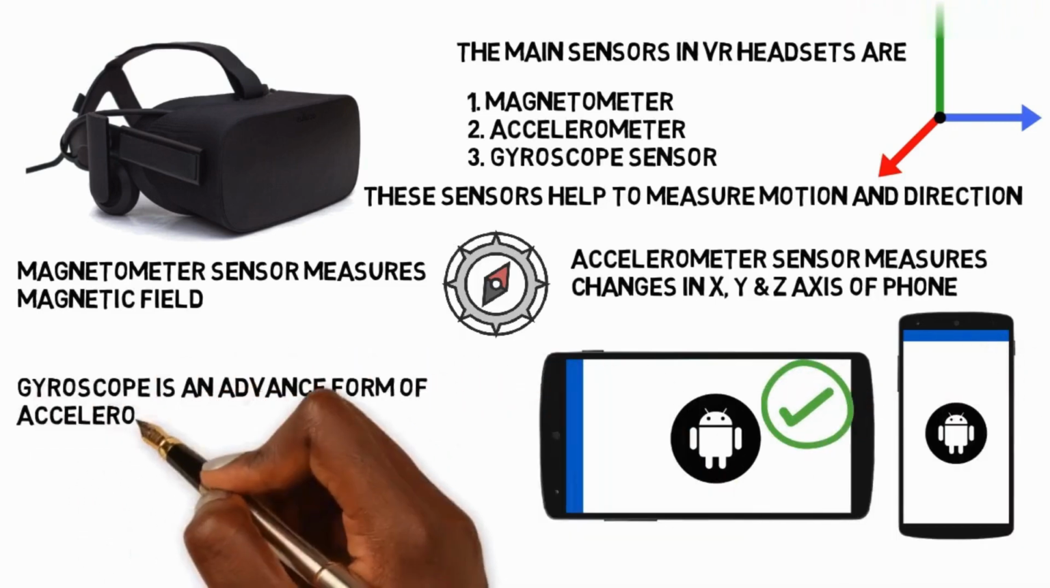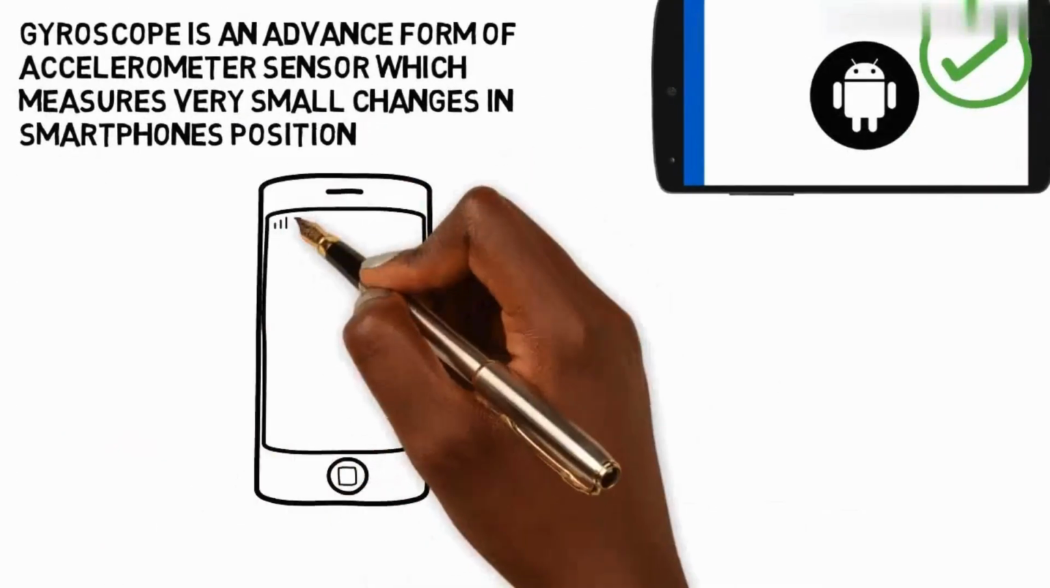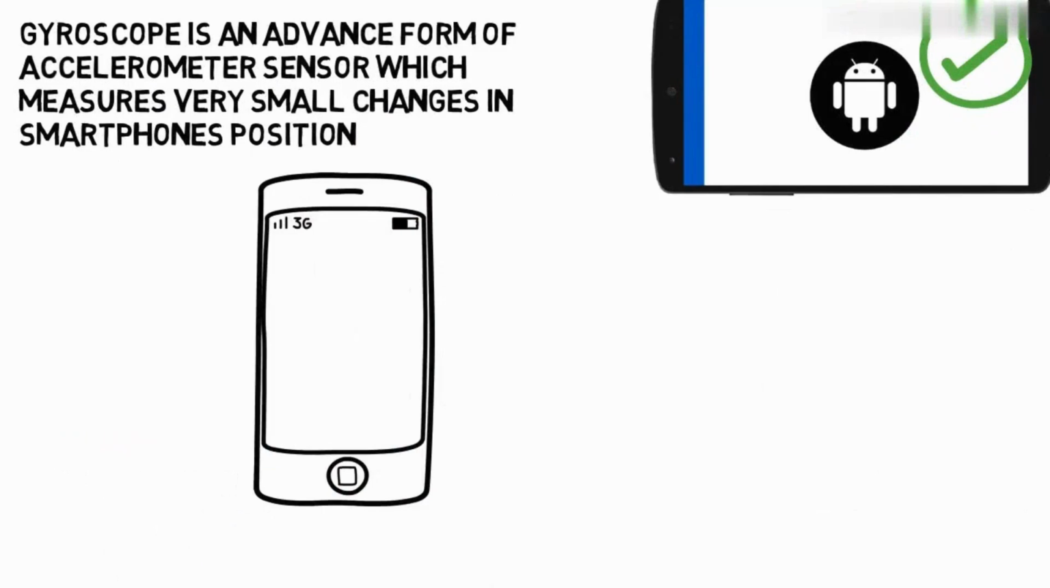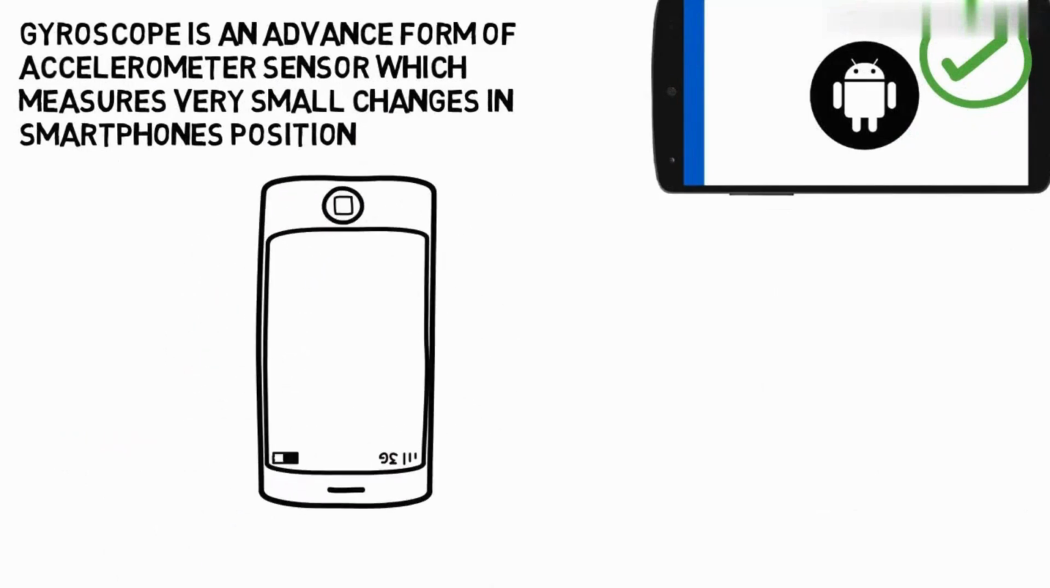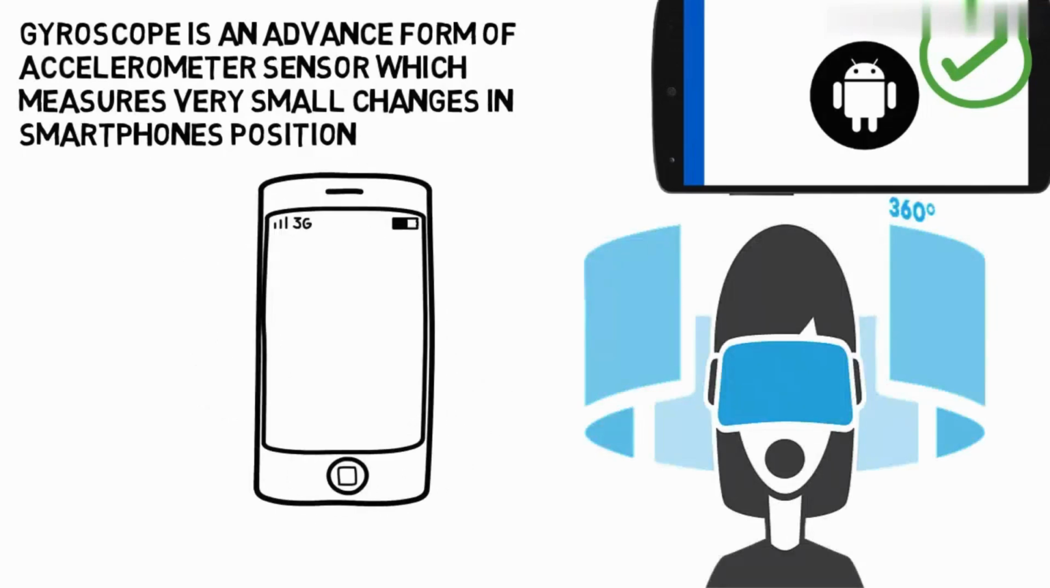A gyroscope sensor is an advanced form of accelerometer sensor and it basically measures very small changes in the position of the phone. That is, when you tilt your phone, there will be a change in the position of the phone and these small changes are accurately measured by the gyroscope sensor. The gyroscope sensor is one of the most important sensors in VR because it is with the help of the gyroscope sensor that head tracking takes place.